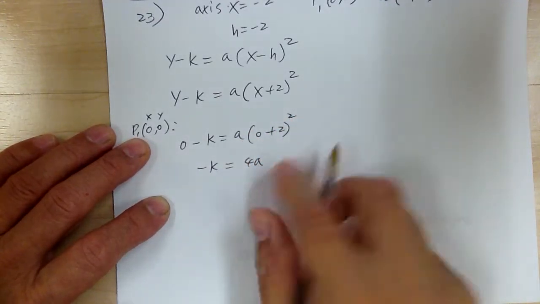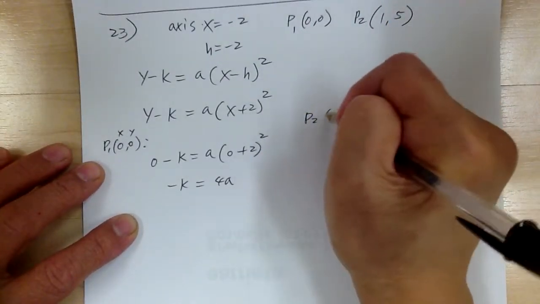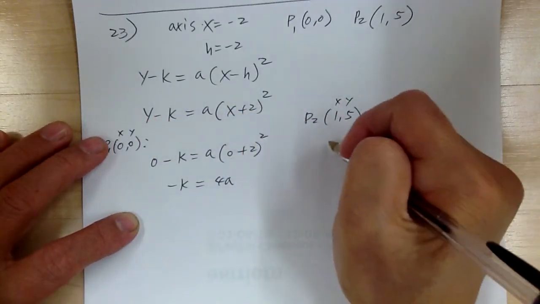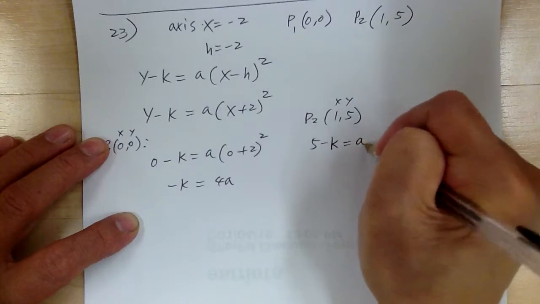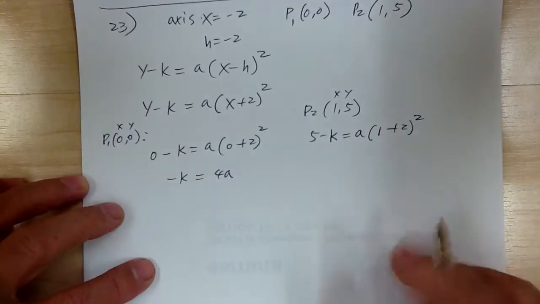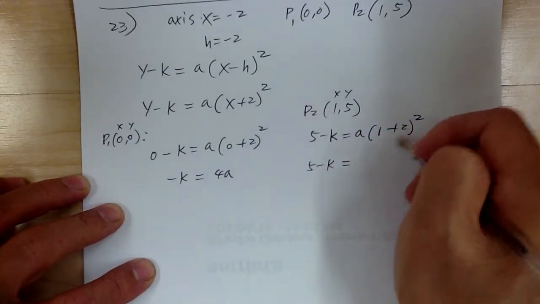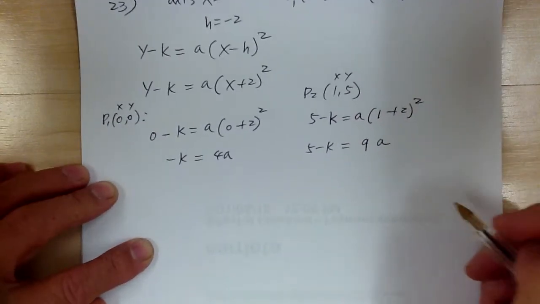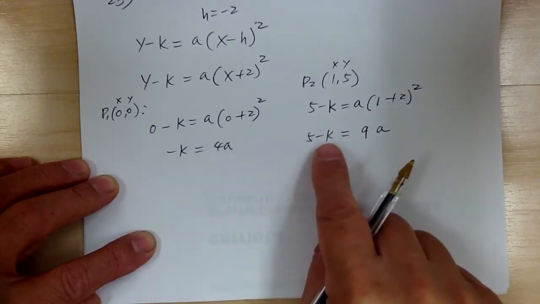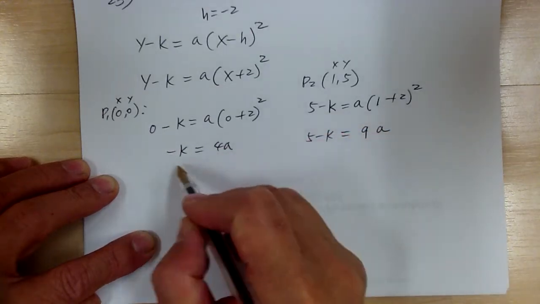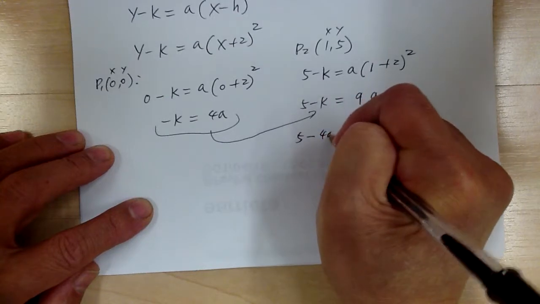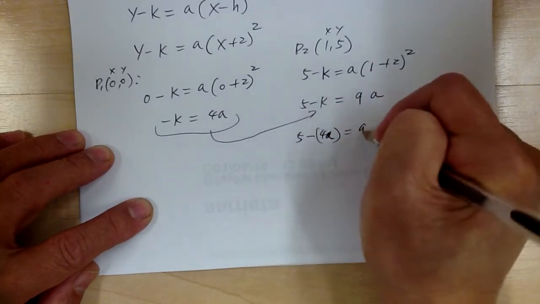So that's one equation. Now for the next one, the point (1, 5), again that's your x and the y. So again apply into here. So I get 5 minus k equals a times (1 plus 2) squared. So I get 5 minus k equals 9a. Now I have to solve these two equations. Notice I have negative k equals 4a. I have negative k over here. So I can substitute this into here. So I get 5 minus 4a equals 9a.